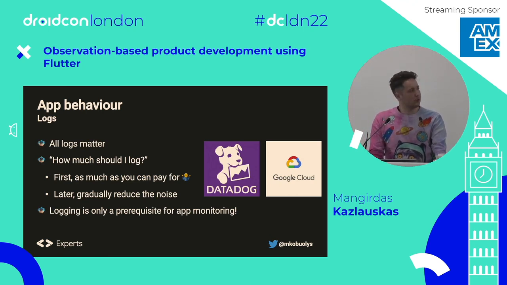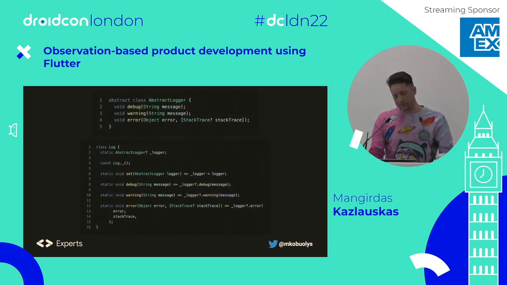So for instance, in our apps, we're using Datadog, which is quite a popular service. It's mostly related to backend services, but it also supports mobile, and at least it works for us at this current moment.